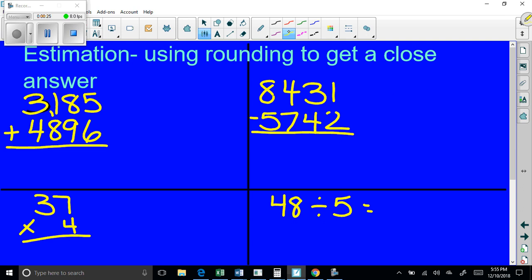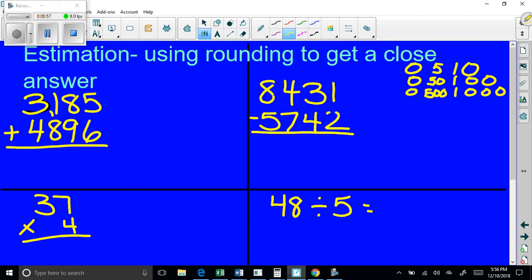A lot of times you'll see the word about when people want you to estimate or round or get a close answer to something. You may have to round to different amounts. So you might have to round to the nearest 10 sometimes, and you need to know what the midpoint is because that helps you. The midpoint between 0 and 10 is 5. You may have to round to the nearest 100, and the midpoint for that is 50. And you may have to round to the nearest 1,000, and the midpoint is 500.